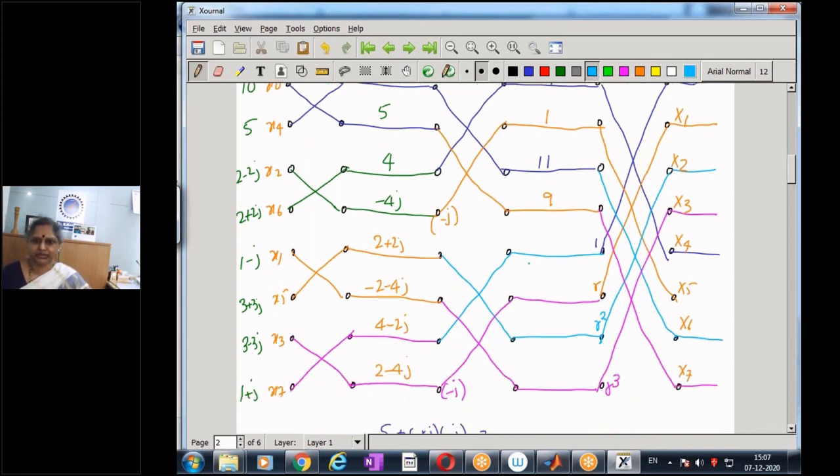Similarly, now let us try to compute here. Branch gain is 1, so the sum of the two, 2 plus 4 is 6. This is going to be 4, 2 plus 2. Did I go wrong here? And this is 3 plus 1. Sorry, this is a 4. This is 4 plus 2j.